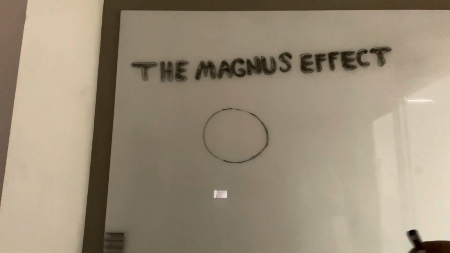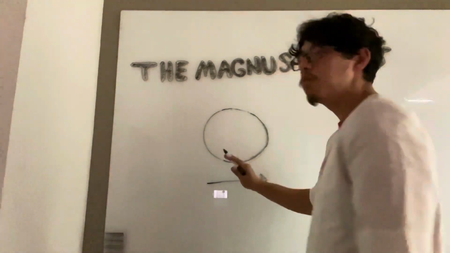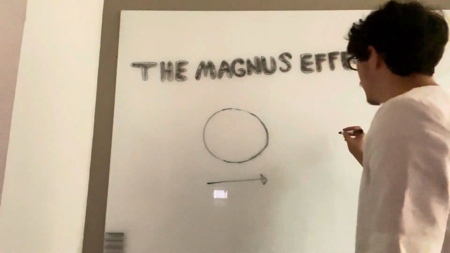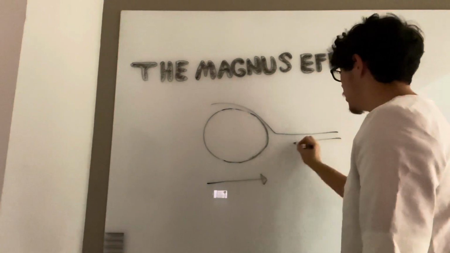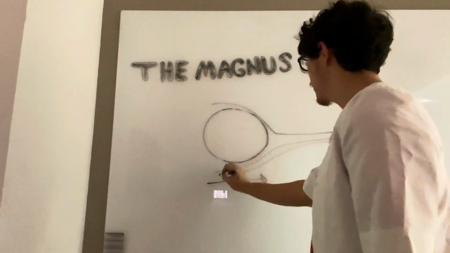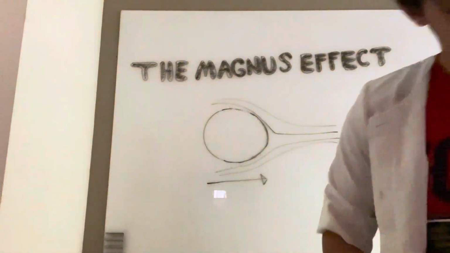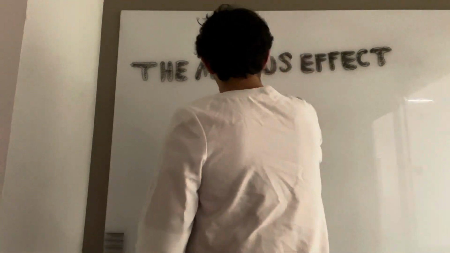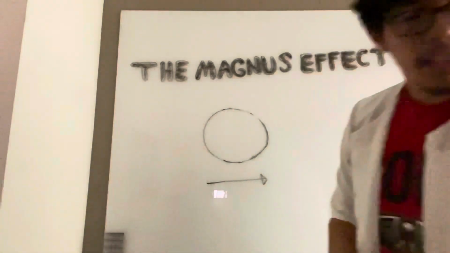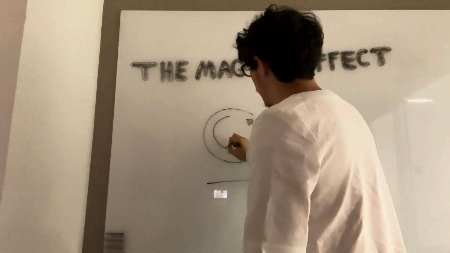So let's take this sphere as an example. Let's say it is simply traveling through air with no rotation whatsoever. As it is traveling through air, the air particles will go to hit the ball and simply go around the ball as so, with no problem whatsoever, and it will continue its path straight. So let's say that this ball is spinning in this direction, with a rotational spin in this direction.